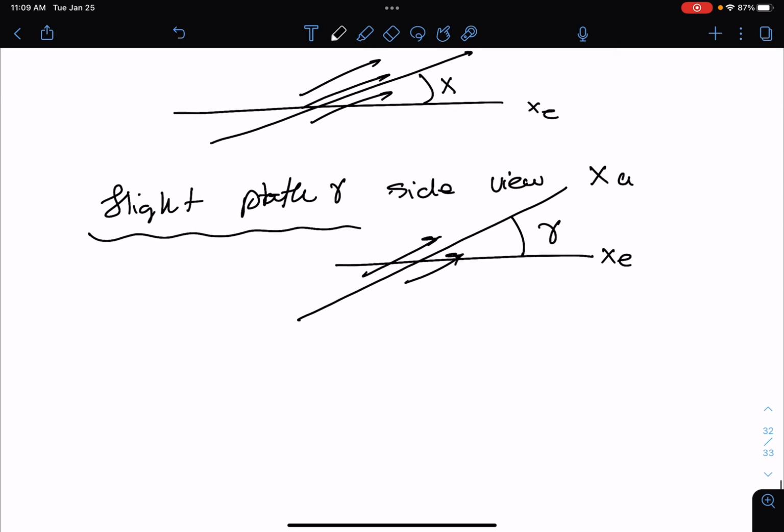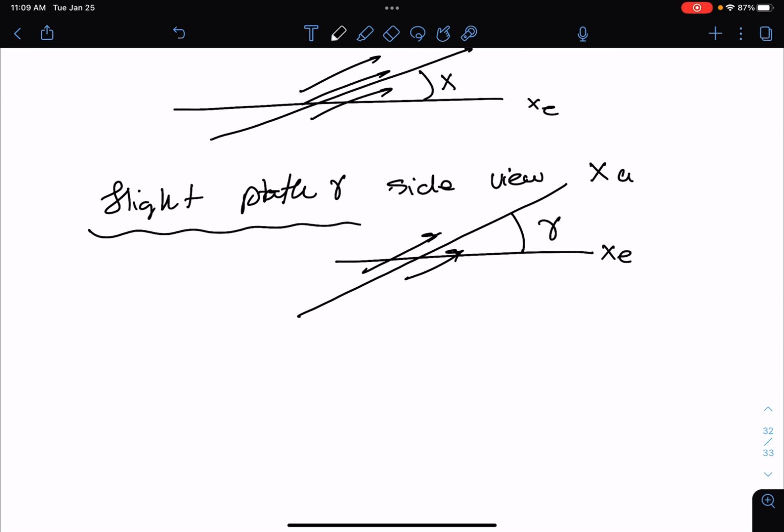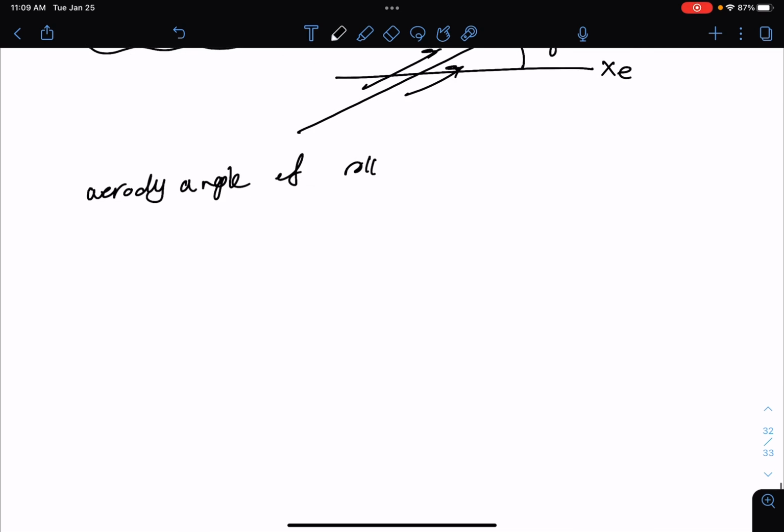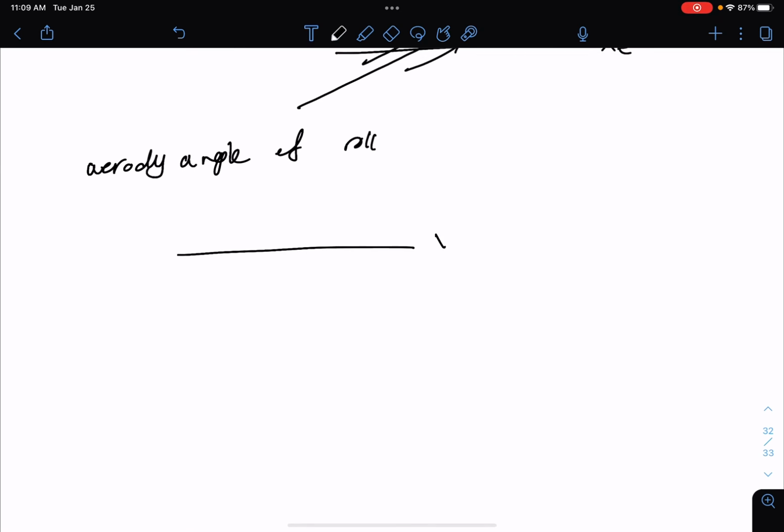And then we have the next one. What was the next one? Aerodynamic angle of roll. For the aerodynamic angle of roll, you have y of E again. Then let's say your air is in this direction. This is going to be your aerodynamic angle of roll, mu. Is this a little more clear now?